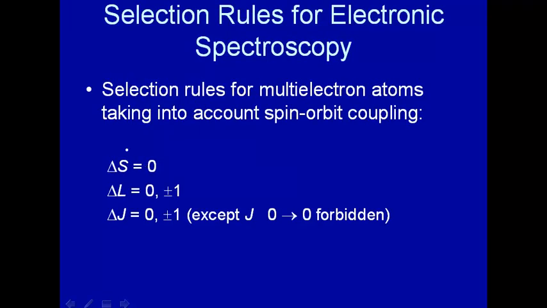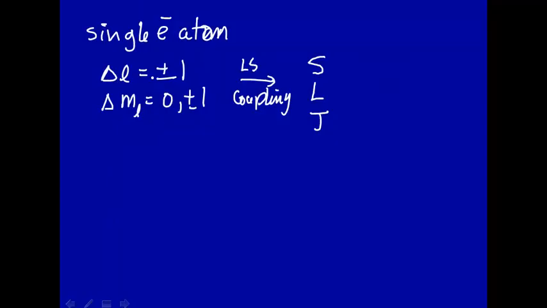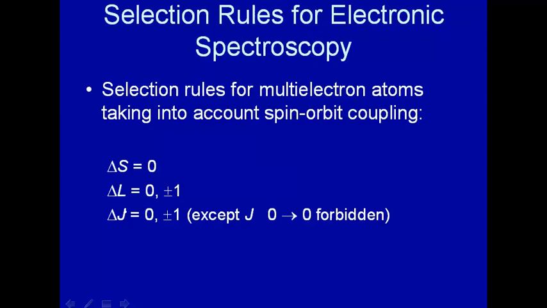Delta S, the total intrinsic spin quantum number, has to be 0. So for example, you cannot have an allowed transition between a singlet and a triplet state, because delta S there would change; it wouldn't be 0. Delta L is 0 or plus or minus 1. Note that's a little different from before, where delta L was plus or minus 1 without LS coupling. And then delta J can be 0 or plus or minus 1, except that J going from 0 to 0 is forbidden.